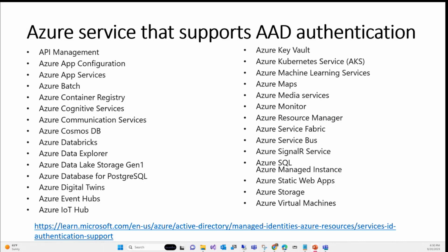API Management, App Configuration, App Services, which is function app, web app, containers, everything coming, Batch, Container Registry, Cognitive Services, which includes Azure Search as well as the artificial intelligence services, ACS, which is the SMS service, and CosmosDB, Databricks, Data Explorer, Data Lake, database, PostgreSQL, Digital Twins, even IoT, Key Vault. Key Vault is very obvious, we all use it today. Kubernetes, Machine Learning, Maps, Media Services, Monitor, ARM, Service Fabric, Service Bus, SignalR, SQL, Static Web Apps, Storage, and Virtual Machines.